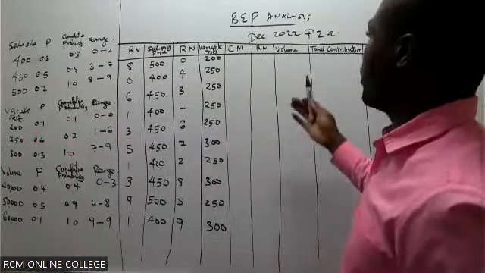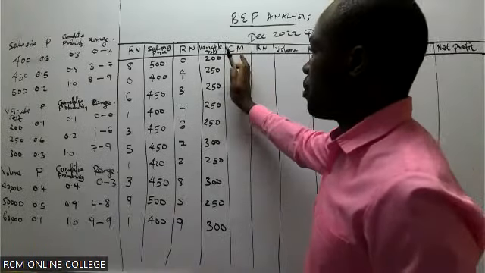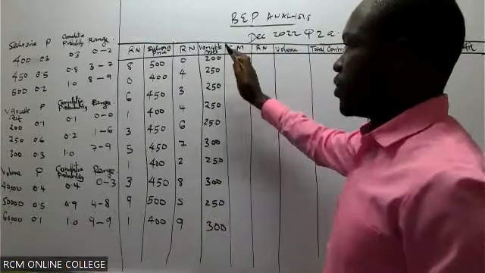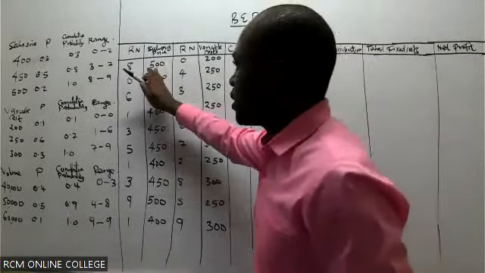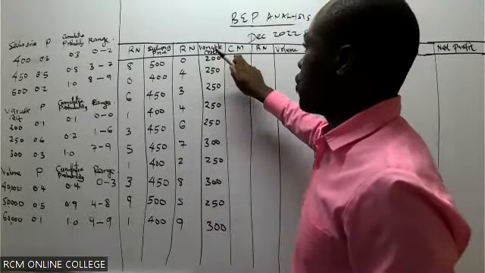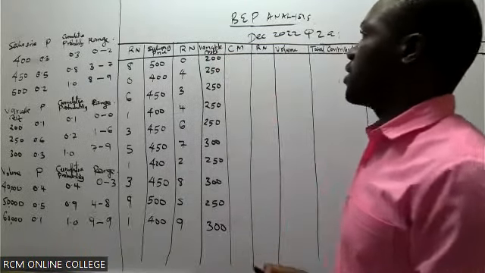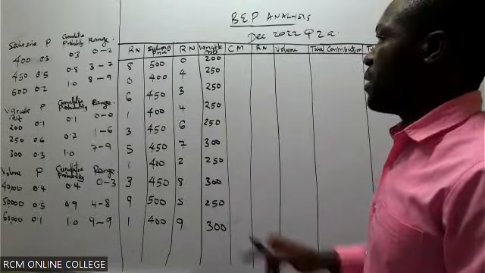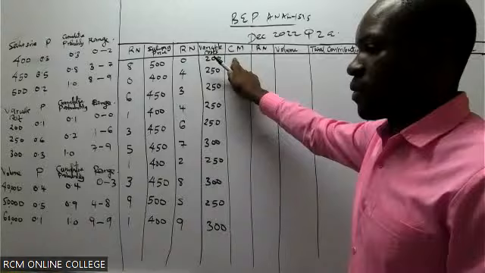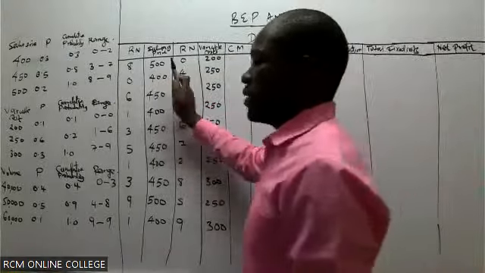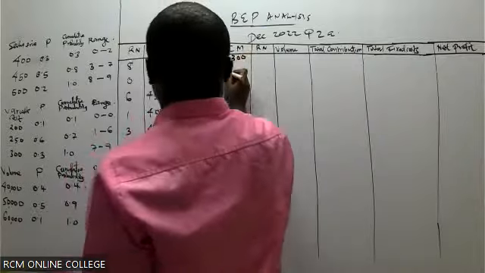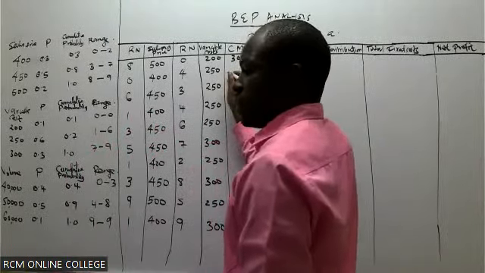So before we move to the volume, I want us to get contribution margin together. How do we get contribution margin? Contribution margin is equivalent to selling price per unit minus variable cost per unit. So what is the contribution margin for the first random number, the first row here? That is 500 minus 200, so we have 300. How about the second one? 400 minus 250, 150.